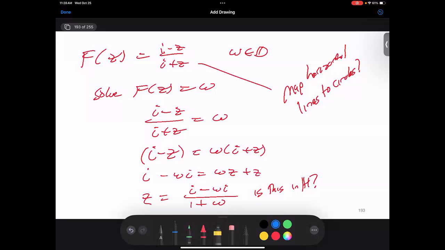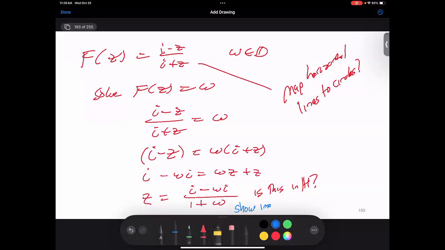So I give you a w in the unit disk, so w has absolute value less than 1. How would I show that this lives in the upper half plane? The imaginary part of that is 1 minus w over 1 plus w. So calculate the imaginary part and show that it's positive.